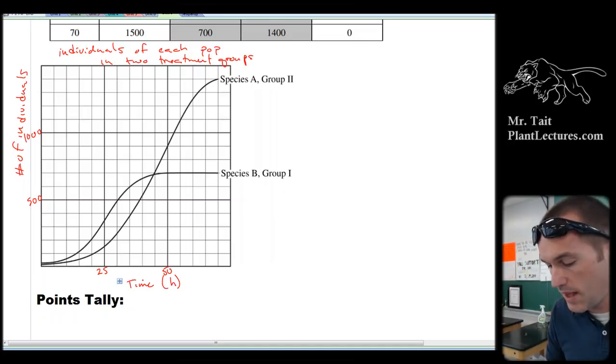And you can see when they are grown separately, that doesn't happen. When they're grown separately, their populations continue to increase, right? Up to a certain point.